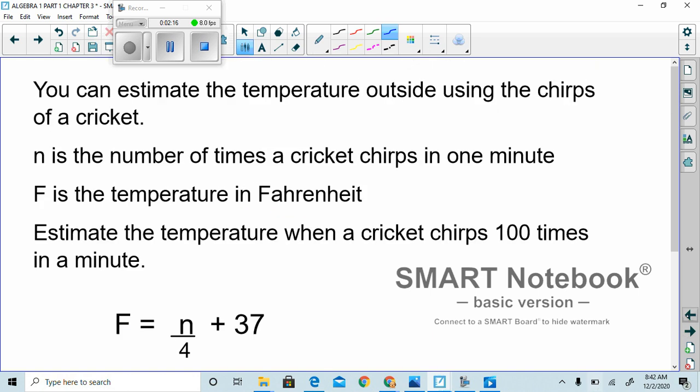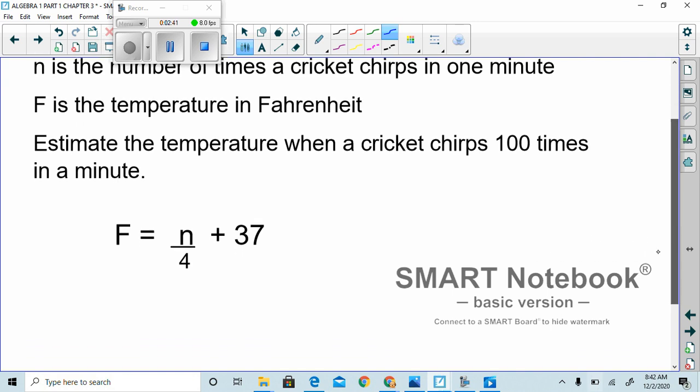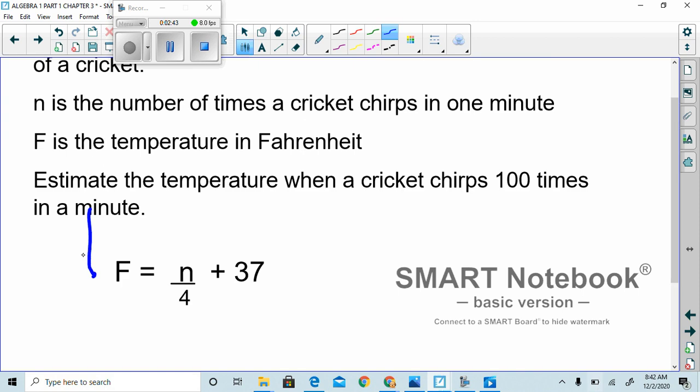Here's another formula which sounds a little strange, but you can estimate the temperature outside using the chirps of a cricket. Imagine that. N is the number of times a cricket chirps in 1 minute. F is the temperature in degrees Fahrenheit. And we can go ahead and estimate if we know that the cricket chirps 100 times. What will we do? We'll take this formula, and again, this is the formula. This is the relationship that tells me how I can calculate.